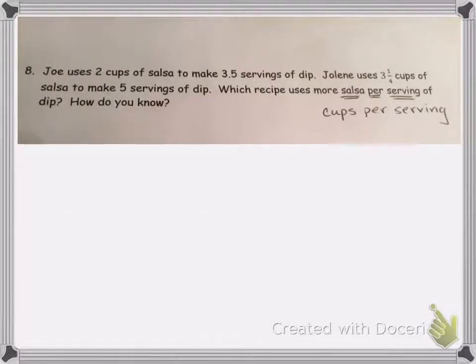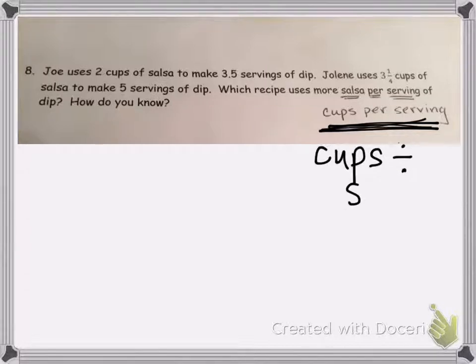Question number 8 is another rate question. And we've got Joe using 2 cups of salsa to make 3.5 servings of dip, while Jolene uses 3.25 cups to make 5 servings. The question asks which recipe uses more salsa per serving. Now I did translate on there for you. That would be cups per serving. And as soon as you see the word per, we can actually substitute a division sign in its place. So what we're going to do for each of these different people is cups divided by servings, and that'll tell us how many cups they use per serving.